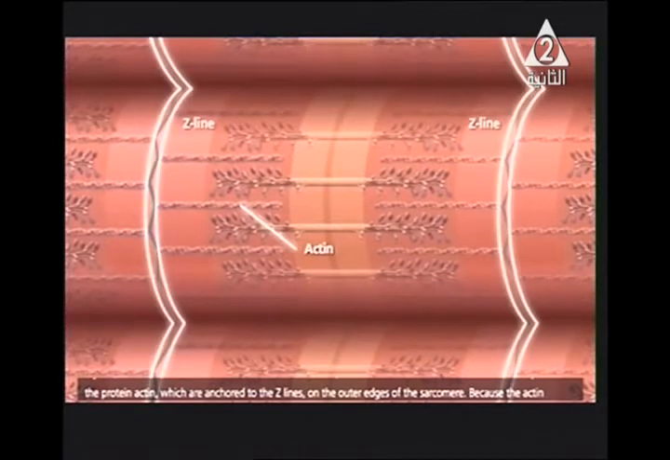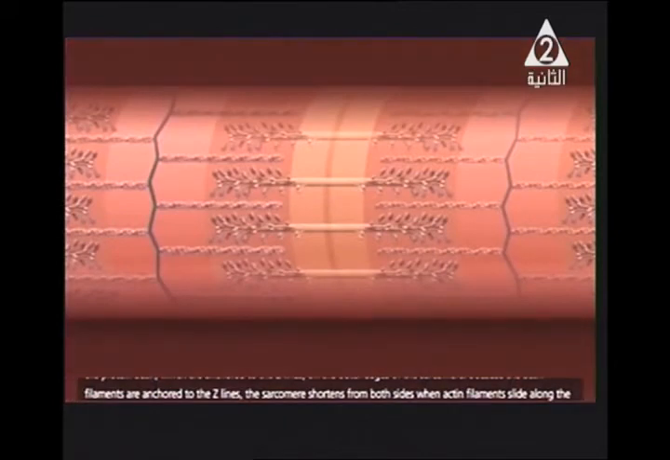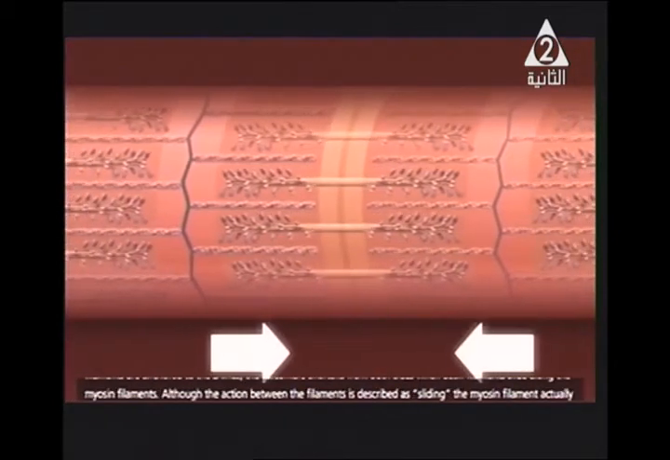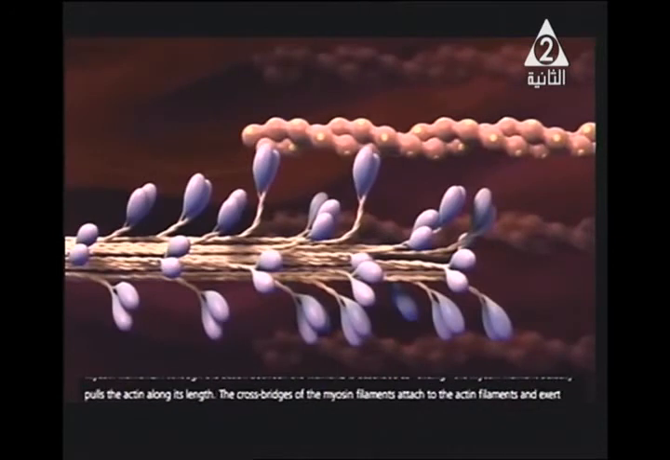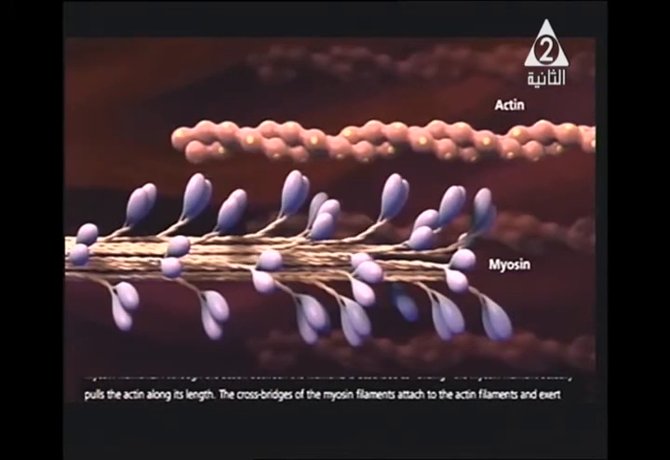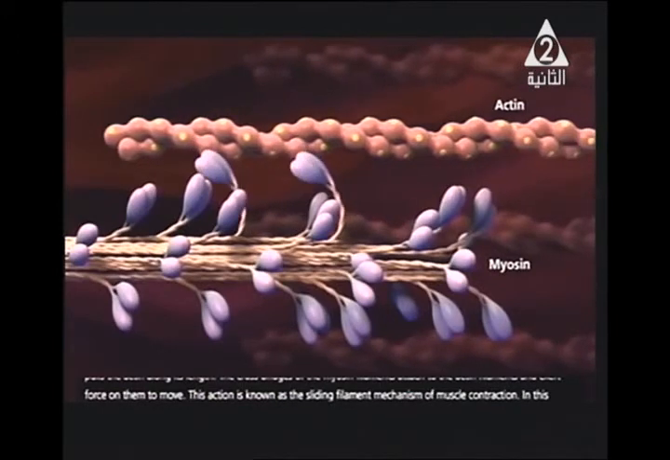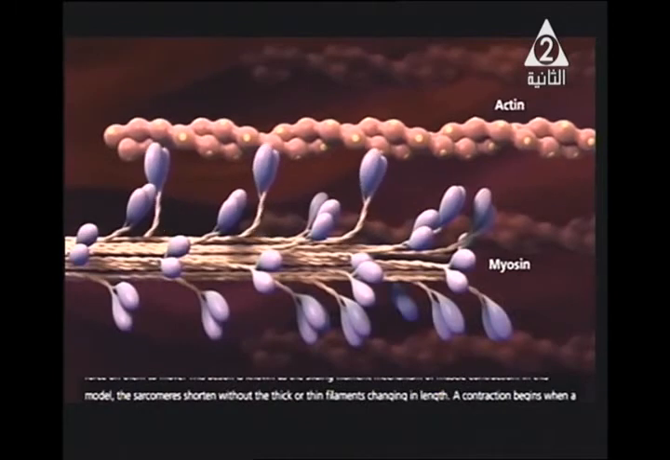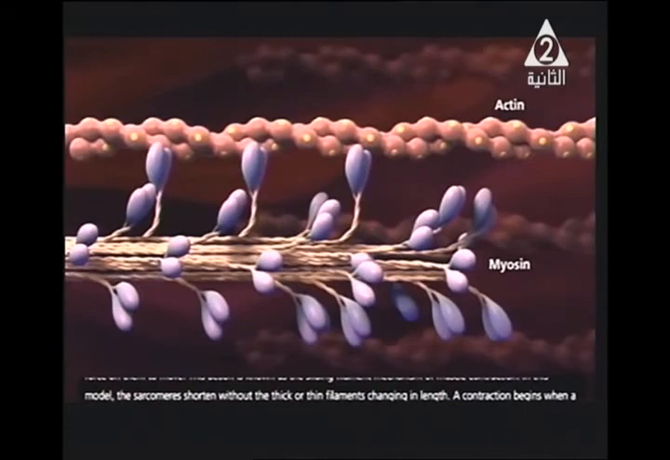The mechanism of sliding: when the Z lines approach each other, the muscle contracts, and when they get away from each other, the muscle relaxes. Easy. And this hook shape of the myosin filament carries the actin over it and makes a bond which is called cross bridges, but we don't need to know this name. You just need to know the idea of hooking or the sliding mechanism.